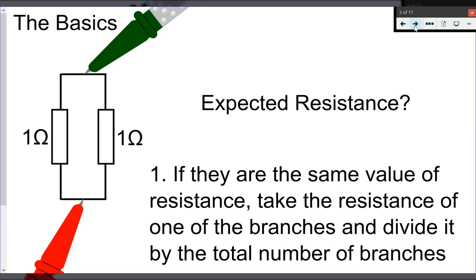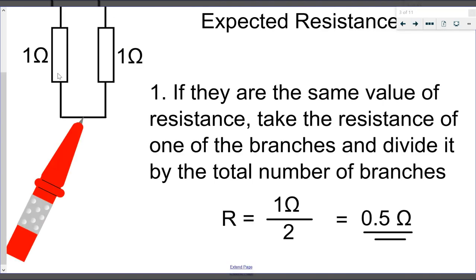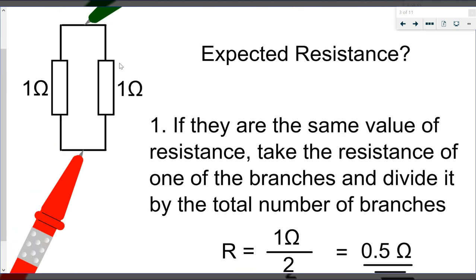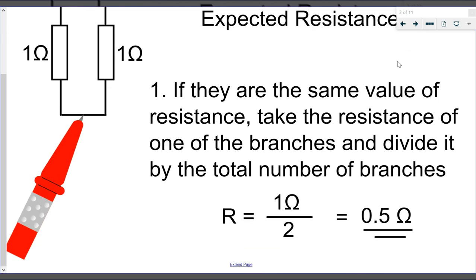So here's the basics. We have two 1 ohm resistors connected in parallel with each other. We have some options when it comes to calculating its expected resistance. Option number 1, if they're the same value of resistance, you take the resistance of one of the branches and you divide it by the total number of the branches that are present.